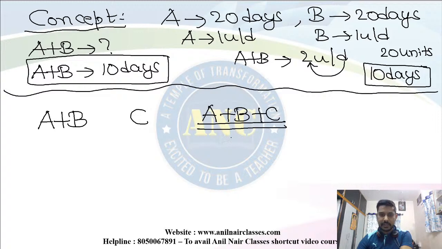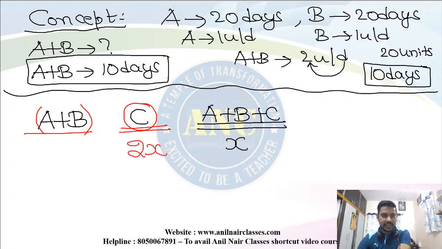Now, suppose for example, A plus B plus C is taking X days to complete the task. Listen to this concept a little carefully. Now what I will do is, I will not consider A and B as two different persons. I will assume that A and B are one single person. Now, A plus B plus C are taking X days, and C, suppose he is taking 2x days, right?